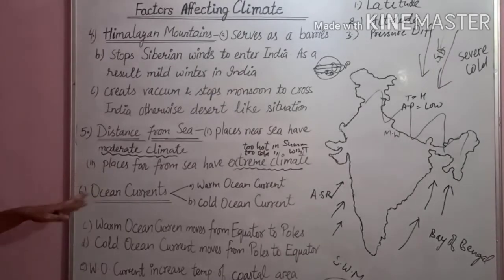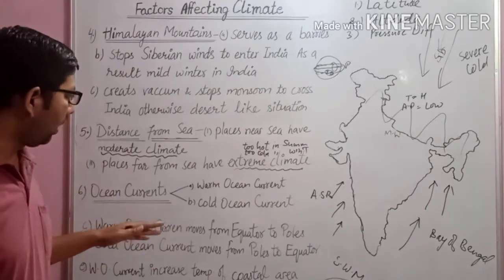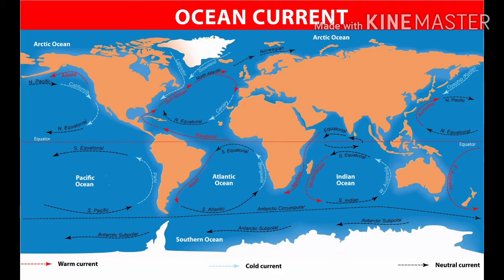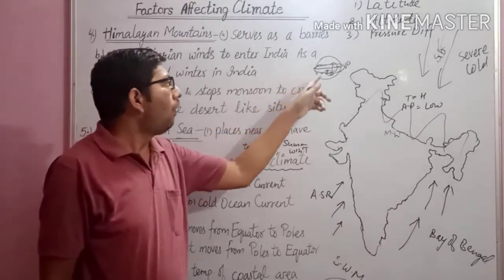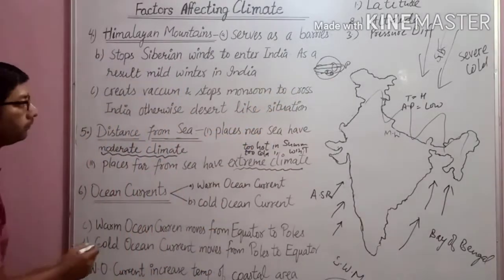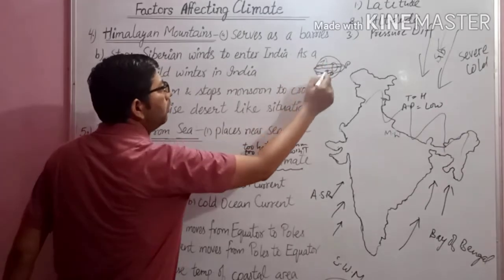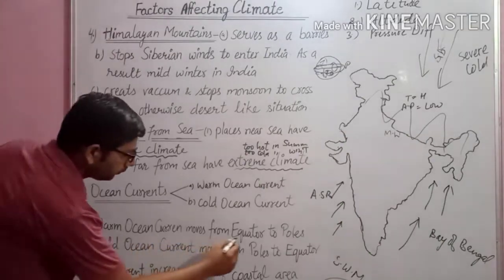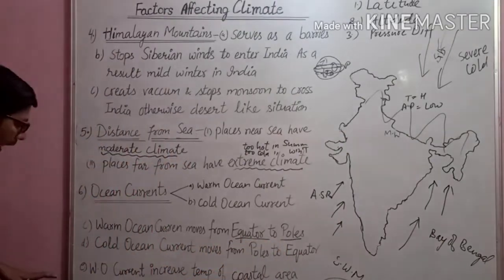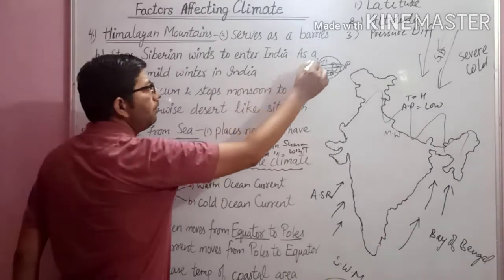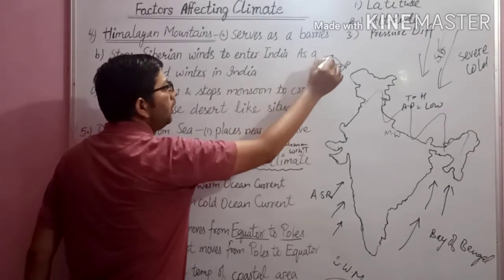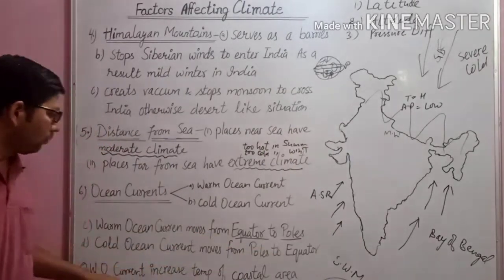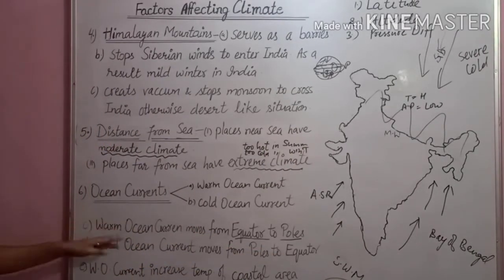So there are two major ocean currents we can find in our oceans, warm ocean currents and cold ocean currents. So naturally, warm ocean currents will move from the equator to the poles. And the cold ocean currents will move from the poles to the equator. So cold ocean currents are moving from poles to equator, and warm ocean currents are moving from equator to poles.